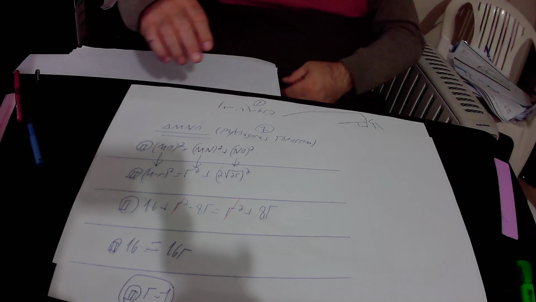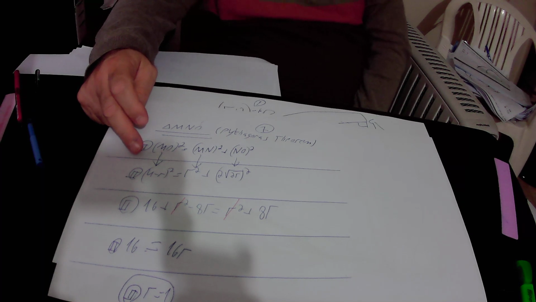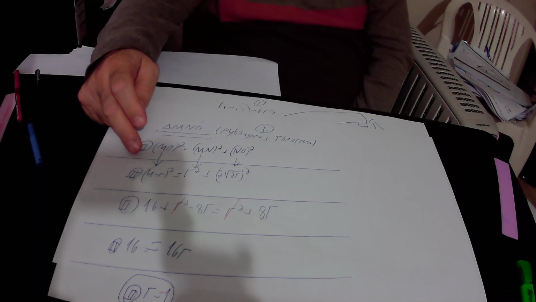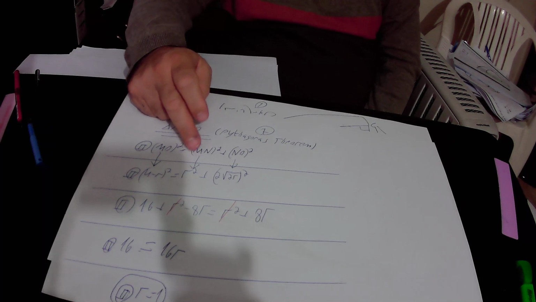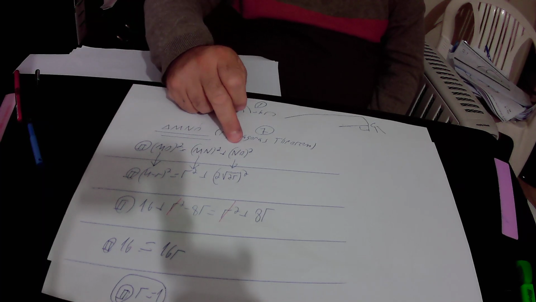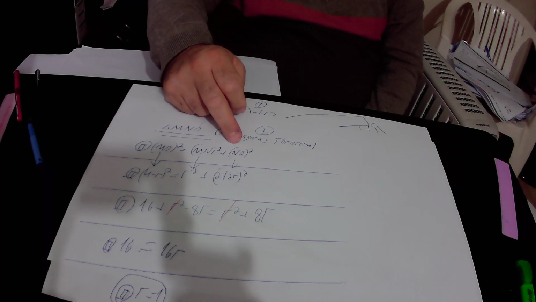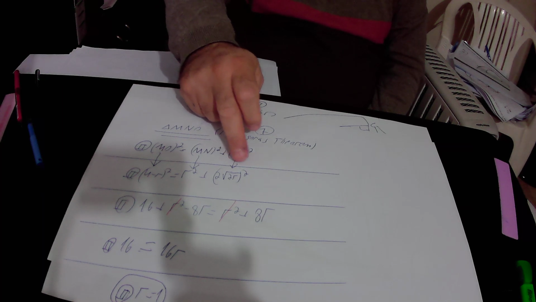MO equals 4 minus R, so MO square will be equal to (4 minus R) square, and it equals MN square plus NO square. MN equals R, so MN square equals R square. NO we already found out equals 2 times the square root of 2R, so NO square will be equal to (2 times the square root of 2R) square.